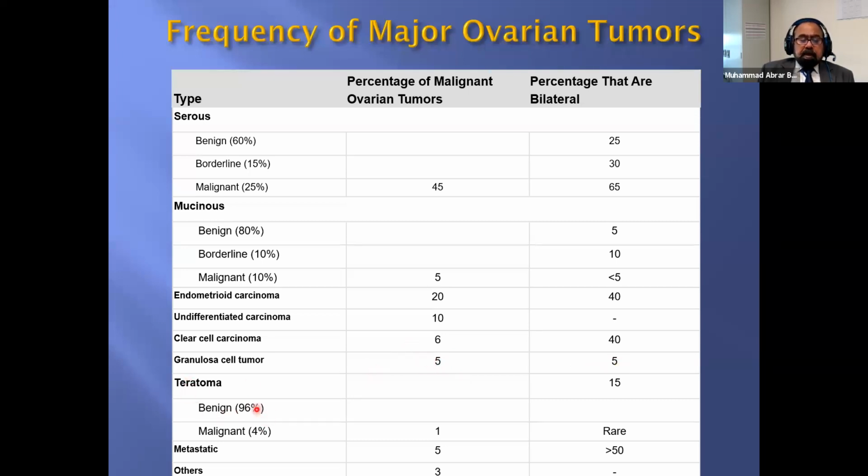Teratoma, benign are 96%, malignant are 4%. They account for only 1% of all, and benign, probably 15% are bilateral. Metastatic ones, 5% are metastatic, as we said, and more than 50% are bilateral. So when there is a bilateral tumor, we first think of whether it is metastatic. The others are 3%. Okay.